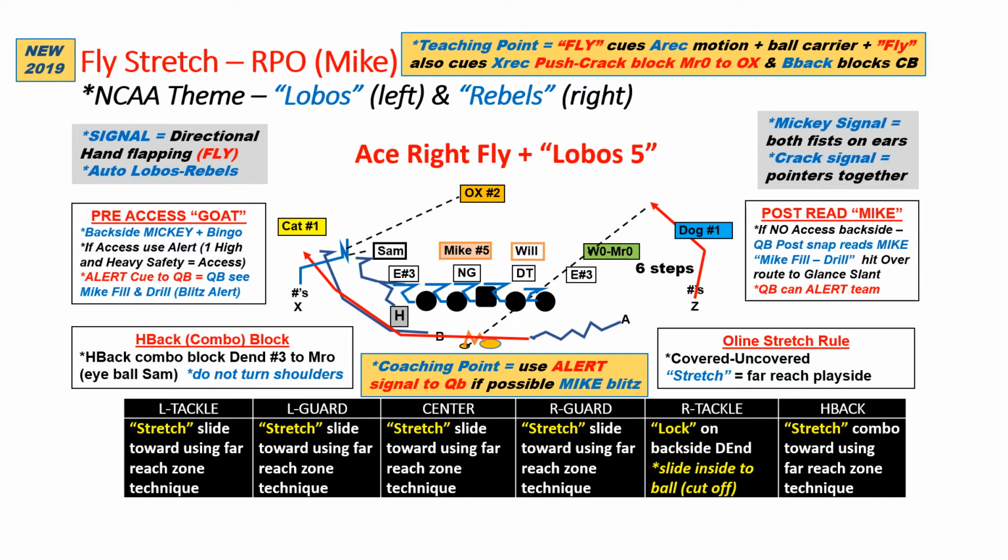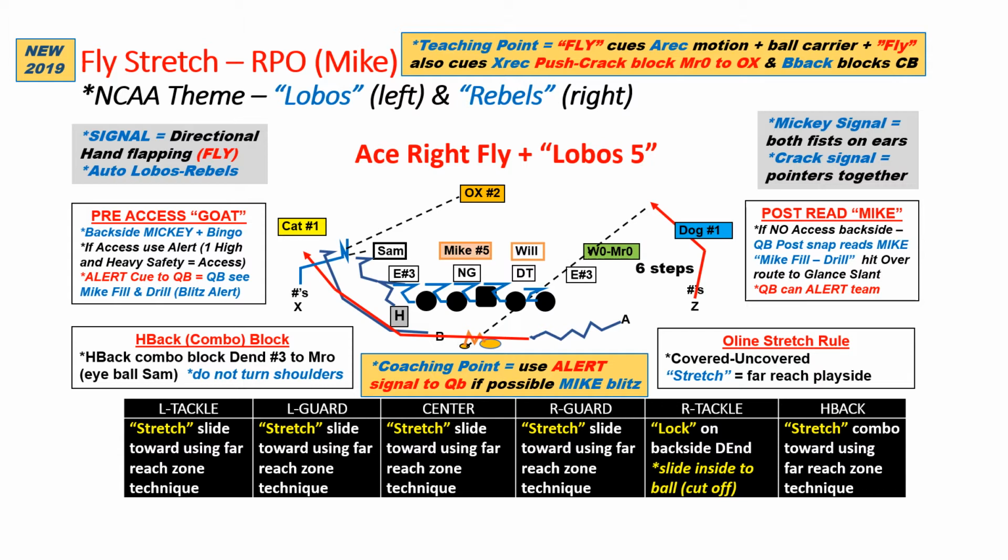Here you can see then is a way we can go with a fly stretch, getting the A receiver. The advantage of this is you get an extra blocker on the perimeter with the B-back. He'll line towards the call now, and he will arc release and go block the number 1 defender, the cat or the corner.